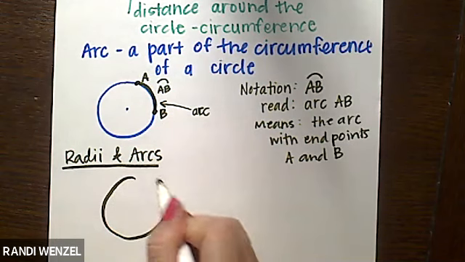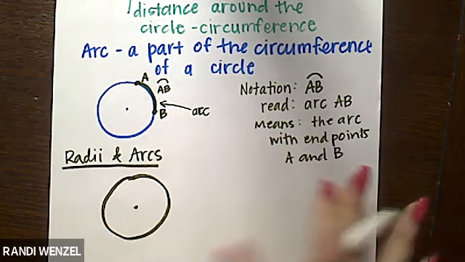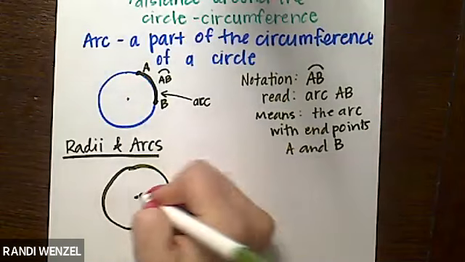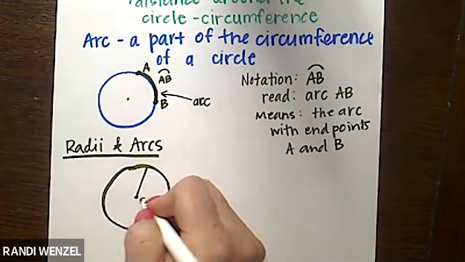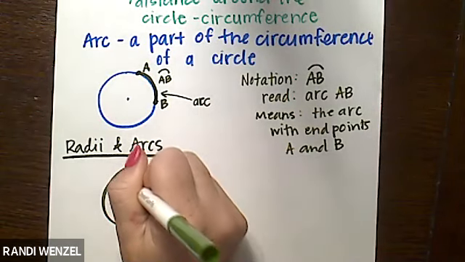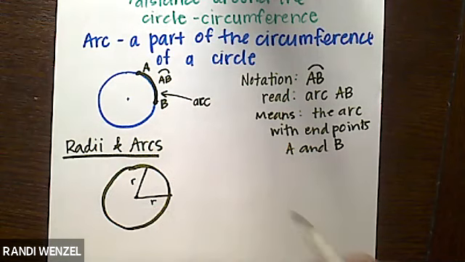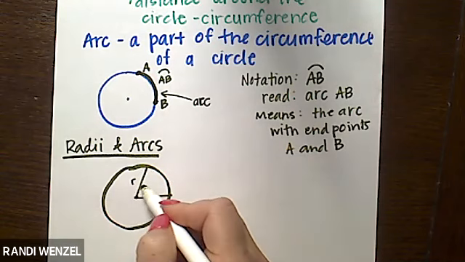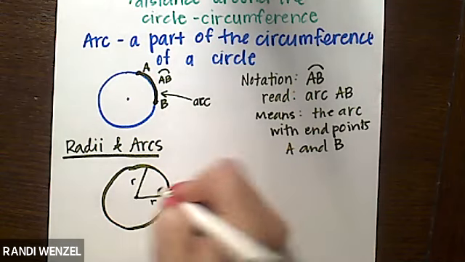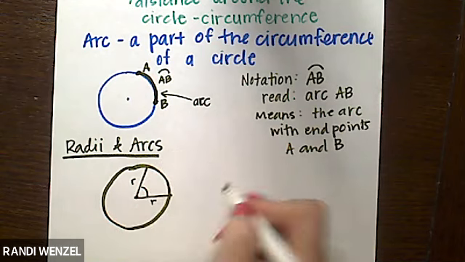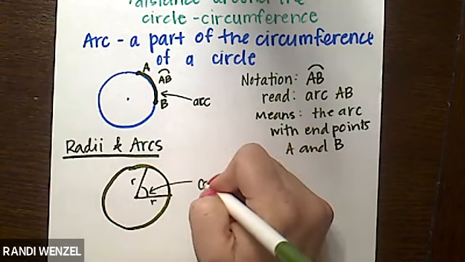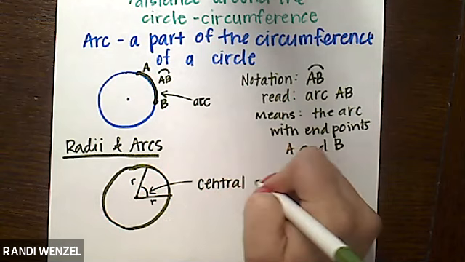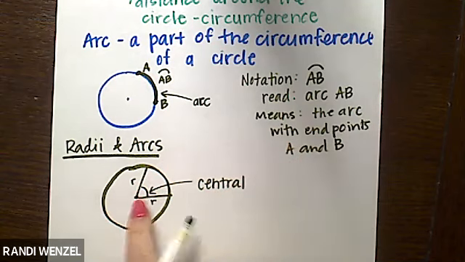So if you have a circle, center, and we have two radii marked. So say we have a radius here and a radius here. And remember, these lengths are always the same because every radius in a circle is the same distance. So when you have two radii like this, you get an angle formed right here. And that angle is referred to as a central angle. It's called a central angle because its vertex is the center of the circle.